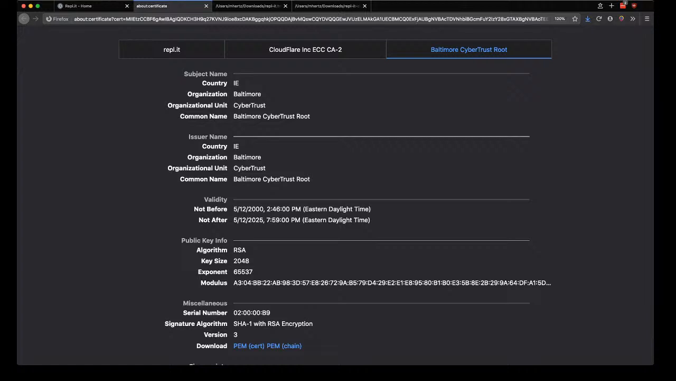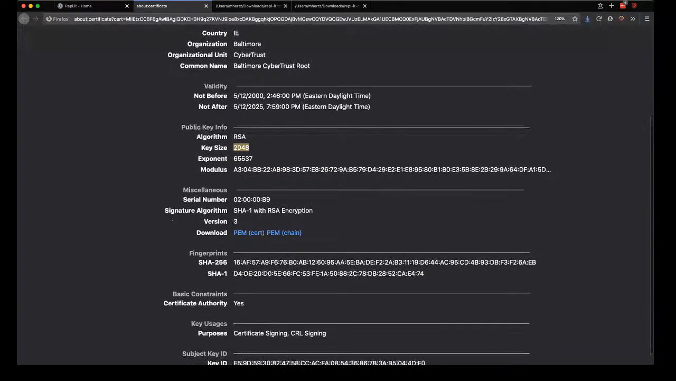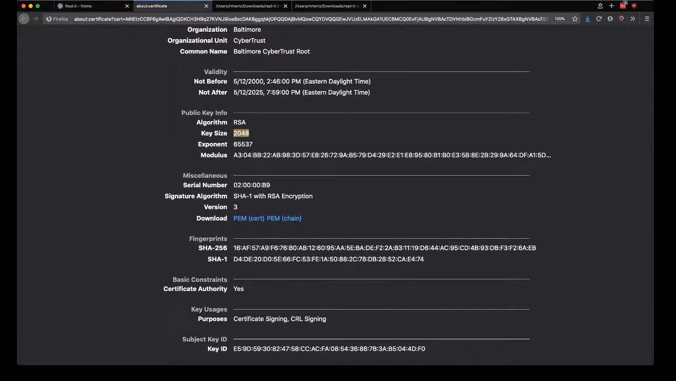This one happens to be using RSA encryption, probably because I don't think elliptical curve existed in 2000. Different key size. So here we have 2048, much bigger key because we need that for security. Again, it's got its fingerprints. And you'll note this one isn't signed. And the reason why this one isn't signed is this is one of the root authorities.